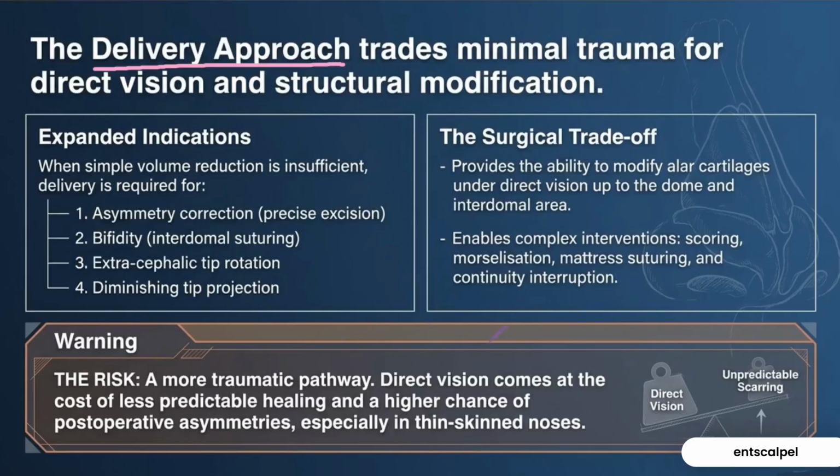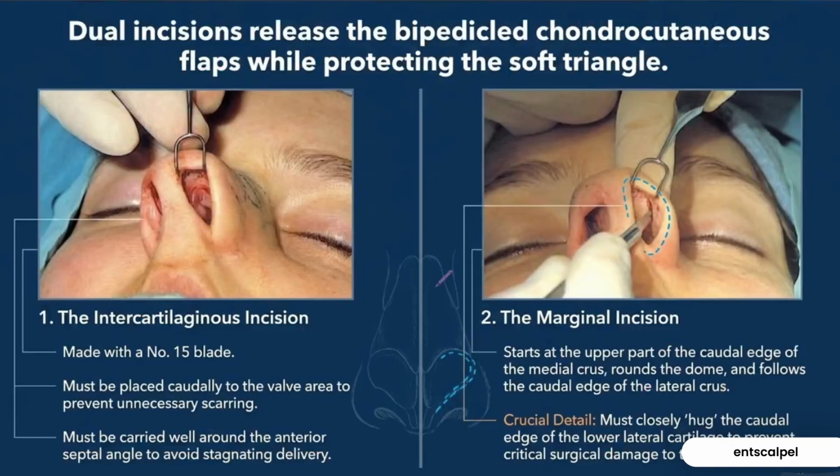First, an intercartilaginous incision. The text notes this must be made caudal to the nasal valve area. Caudal just means toward the tail, or the bottom end of the nose. And this specific placement is crucial. It prevents scarring in the internal nasal valve, which is the narrowest part of your airway. If you scar that valve, the patient might look great, but they'll struggle to breathe forever. Yeah, definitely a bad outcome.